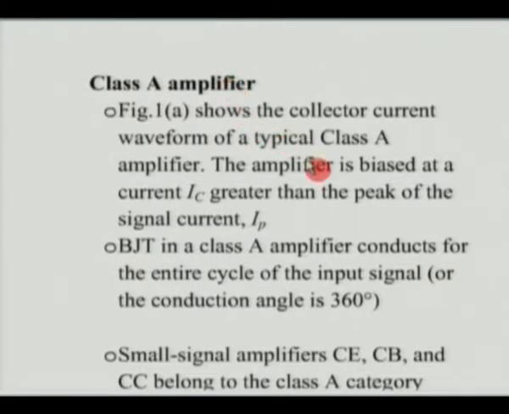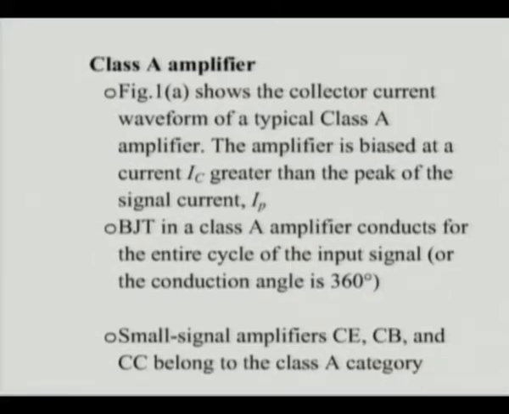So what we saw in the signal which we just now saw was, in a class A amplifier, the amplifier is biased in such a way that the DC operating current without the signal was greater than the peak of the signal current IP. We saw that. Now that is why we said in the case of a class A amplifier, the amplifier or the device in that amplifier conducts for the entire 360 degrees.